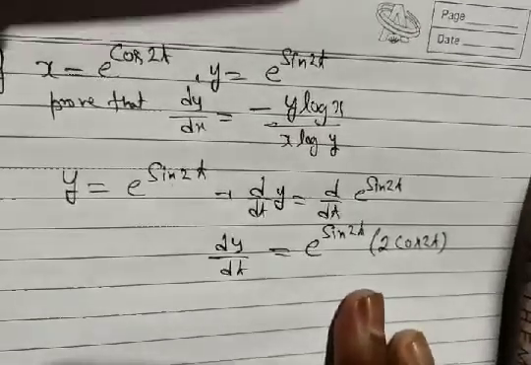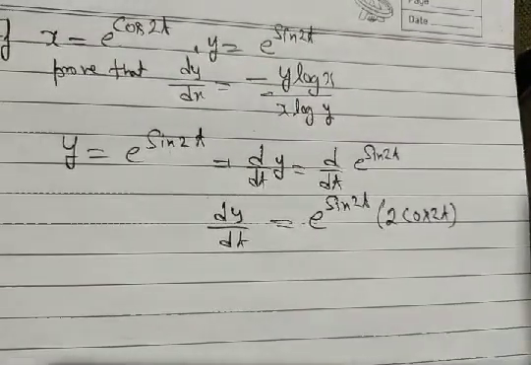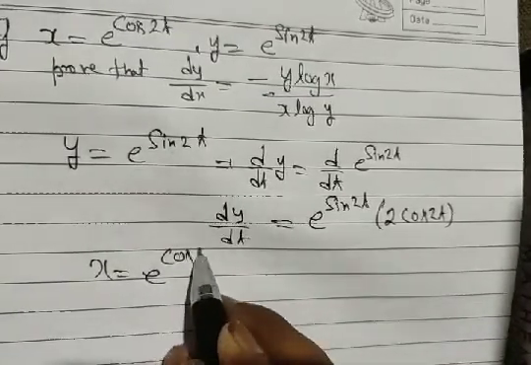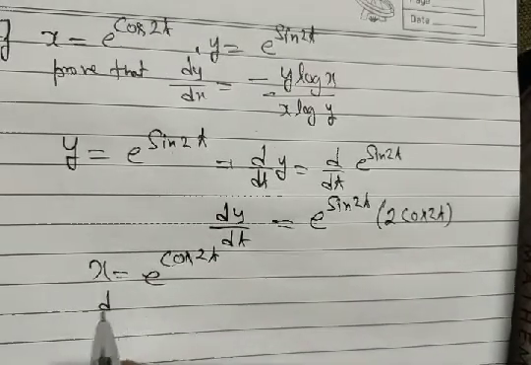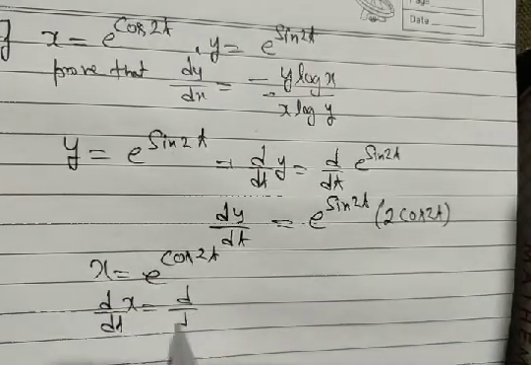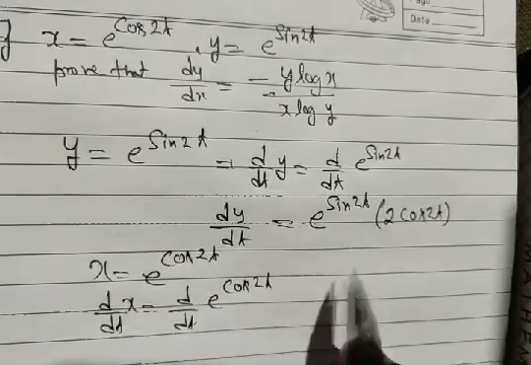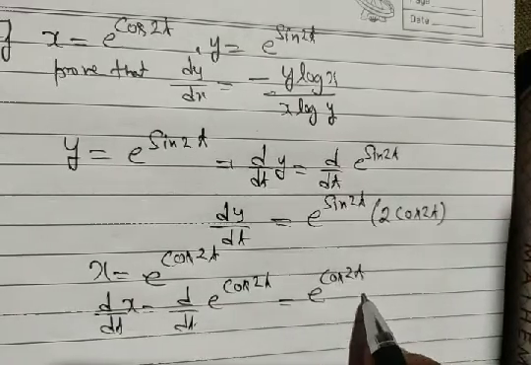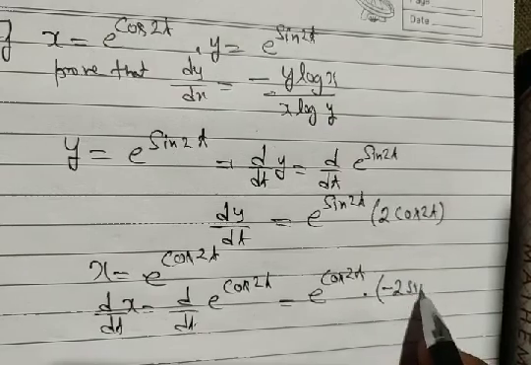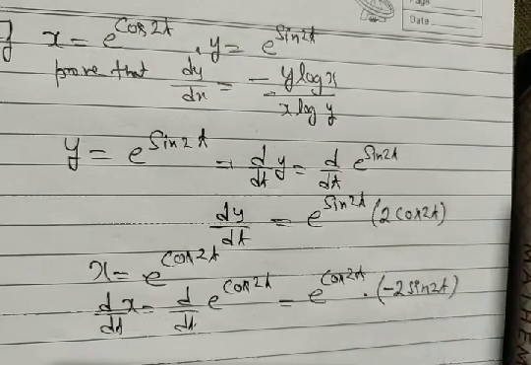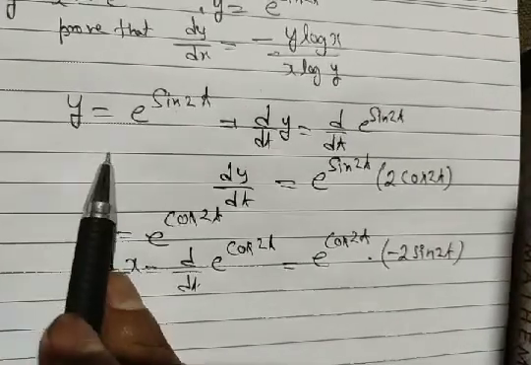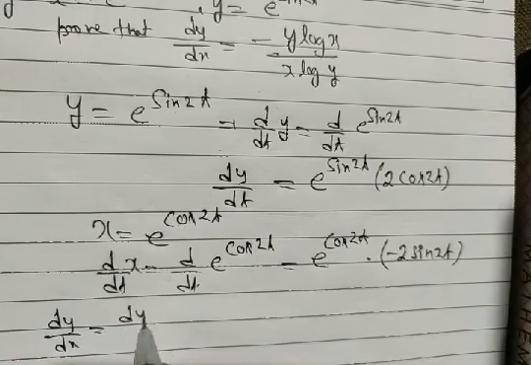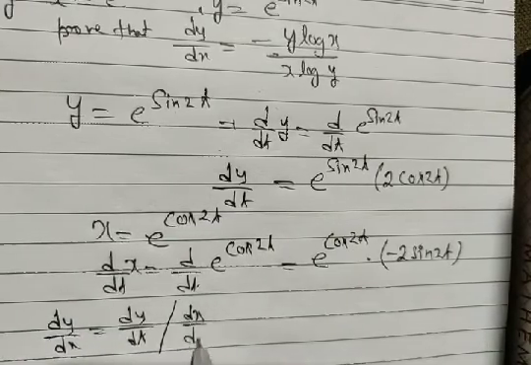Now we are going to find our derivative of x. Our x is given by e to power cos 2t. Then dx/dt is d/dt of e to power cos 2t. Again e to power cos 2t stays as it is, but by the chain rule the derivative of cos 2t was minus 2 sin 2t. Now we have the derivative of y and also the derivative of x. Then our dy/dx is dy/dt upon dx/dt.